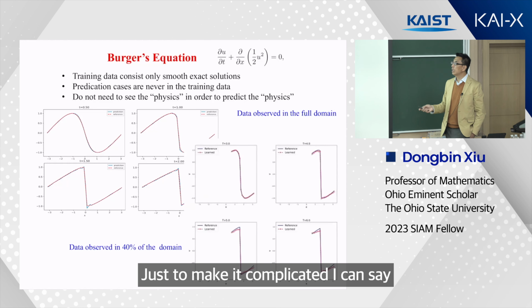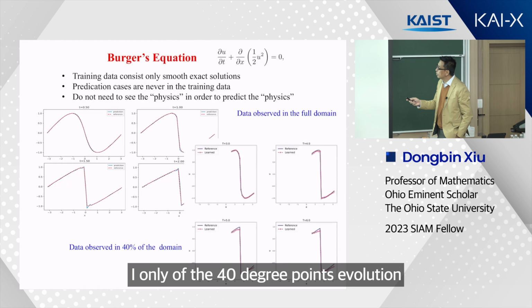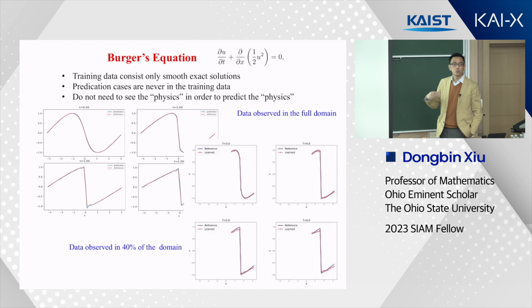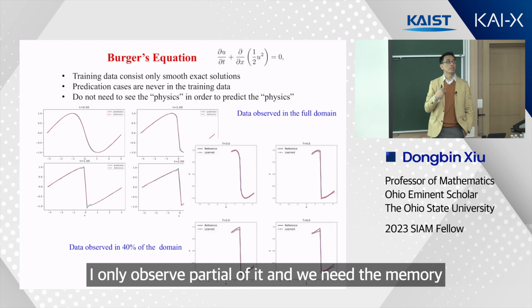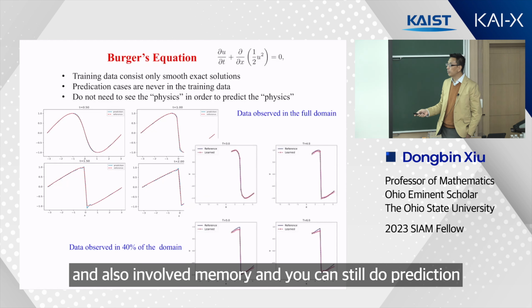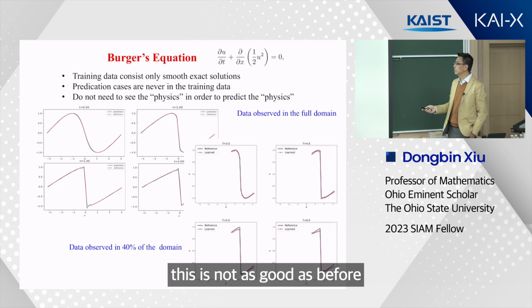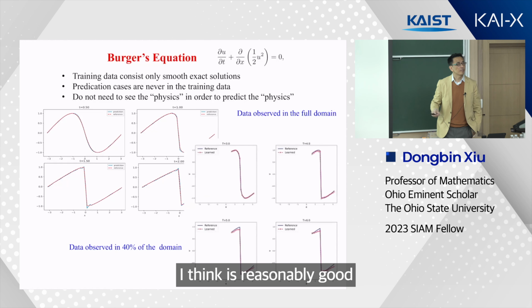Just to make it complicated, I can say, what if I don't observe the entire domain? I only observe 40% of the grid points' evolution. I trim them. This would be a long vector. I only observe part of it, and we need memory. The network gets the structure from earlier and also involves memory. You can still do prediction. This is not as good as before, but for 40% of the domain, the shock evolution I think is reasonably good.